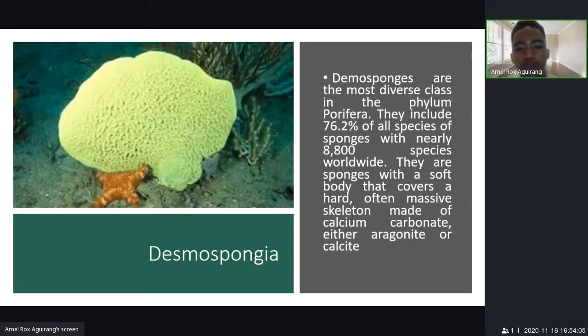So, next is the Desmospongiae. Desmosponges are the most diverse class in the phylum Porifera. They include 76.2% of all species of sponge, nearly 8,800 species worldwide. They are sponges with a soft body that covers a hard, often massive skeleton made up of calcium carbonate, either aragonite or calcite. So, the composition of their spicules is calcium carbonate.